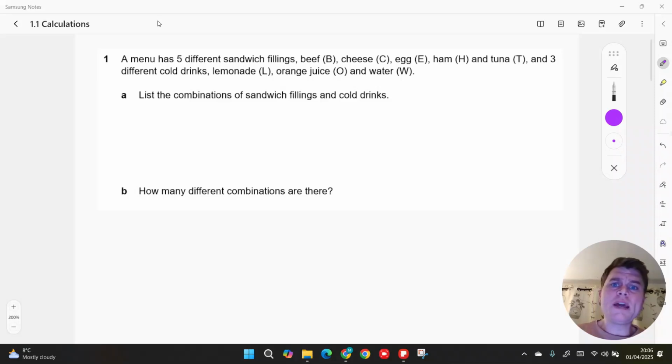For 1.1, we're looking at calculations, and this can consist of a number of different topics involving listing strategies and also priority of operations, as well as using your calculator. So let's get started.